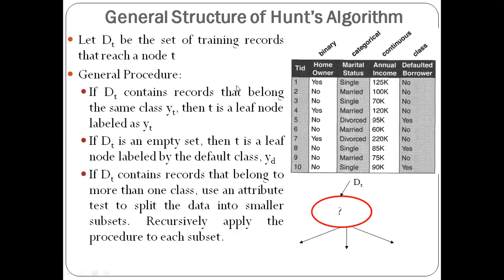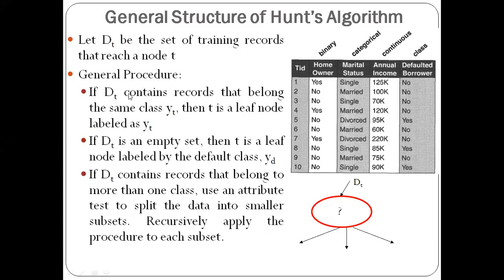Let us see the general structure of Hunt's algorithm. Suppose Dt is a set of training records, and we need to assign class labels to the records present in Dt. If we have class labels like y1, y2, and yc, then how can we perform the construction of a decision tree using Hunt's algorithm? We will be following a recursive approach here.